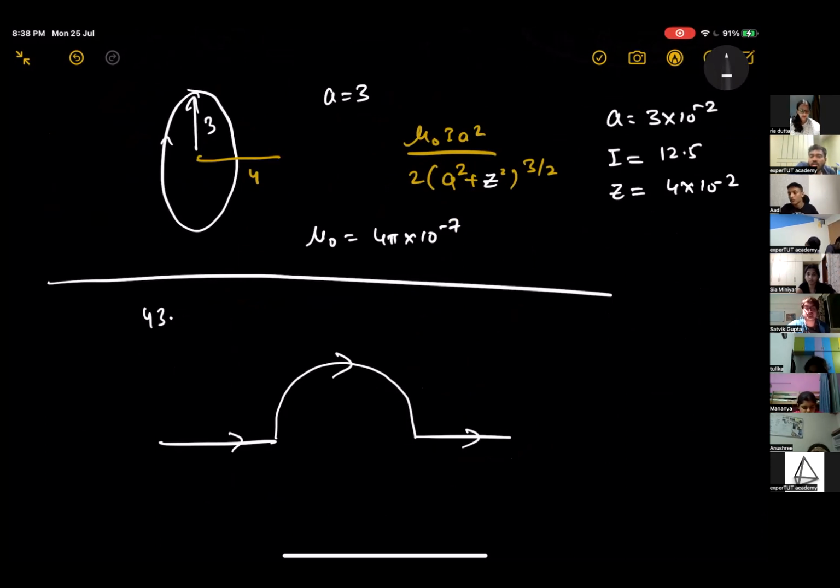So there is a straight wire carrying current of 13 ampere bent into a semicircular radius 2 centimeter. The magnetic field of the straight segment is, oh my, this is a stupid question. Magnetic field due to straight segment is how much?